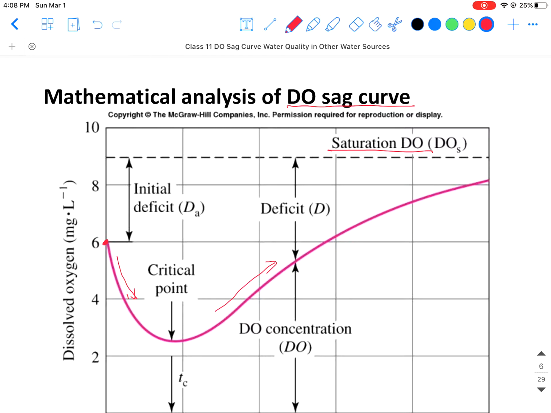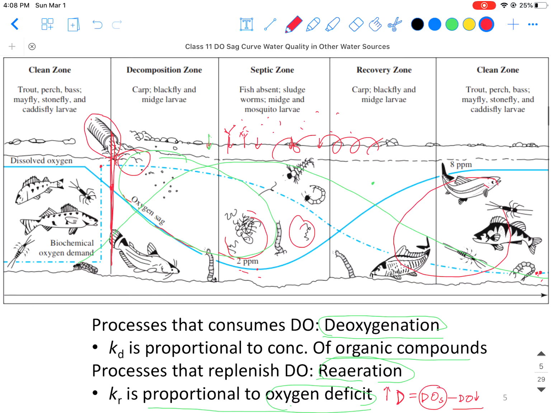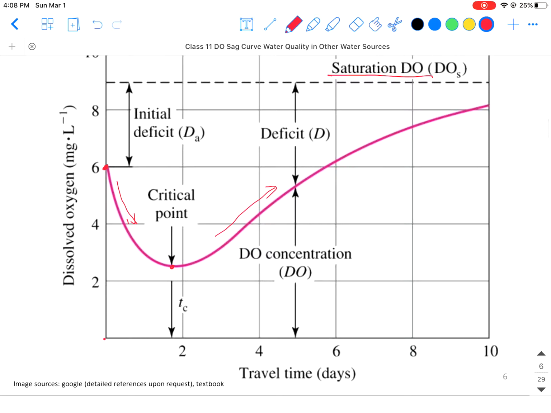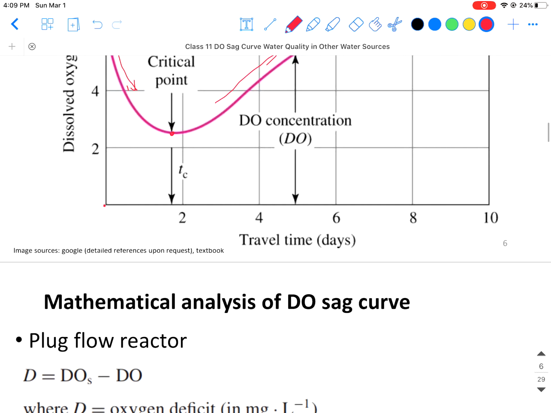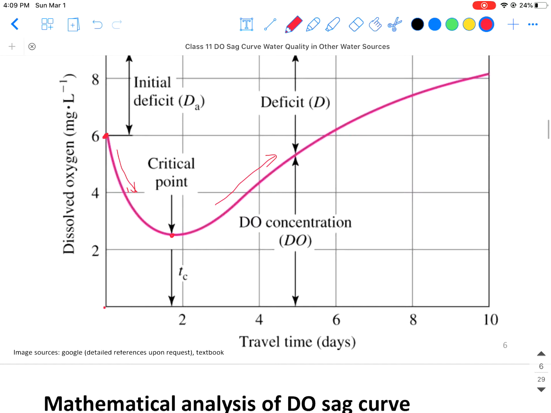And then it's going to reach a minimum, right? As we have also seen here. This is mainly because initially the deoxygenation rate is so high, right? So we call this point the critical point. And then after the critical point, we're going to observe a continuous increase of the dissolved oxygen concentration. Okay? Then how do we solve for this Sag curve here?